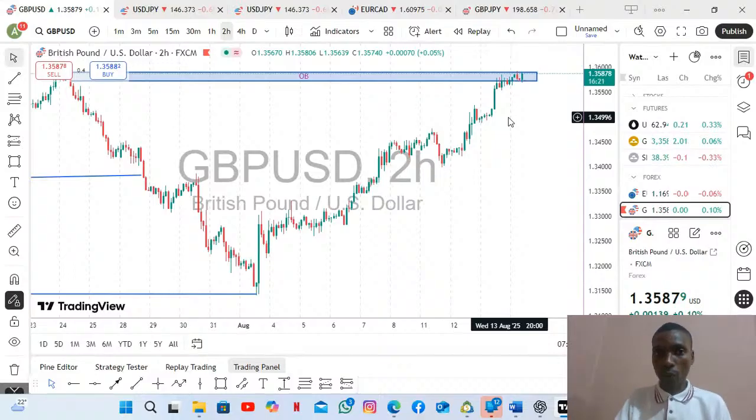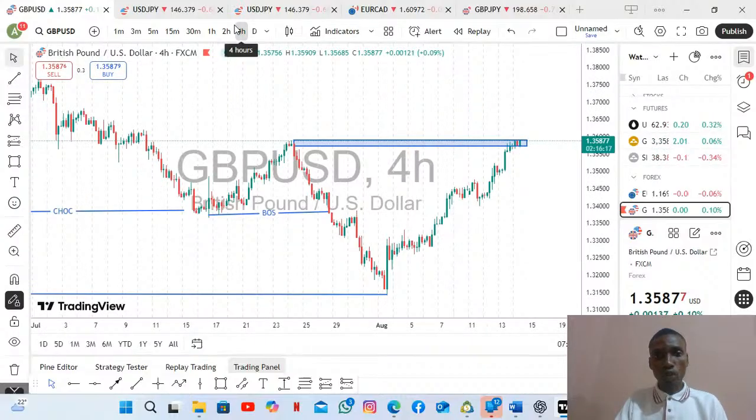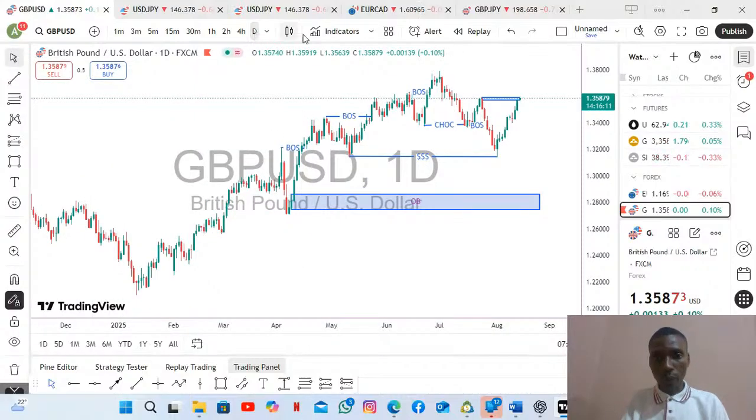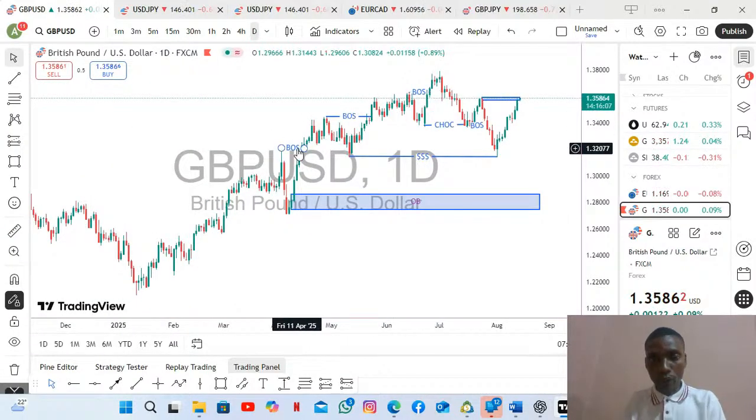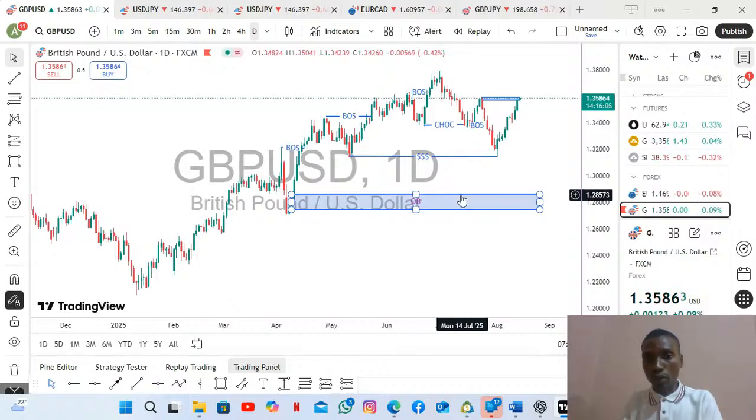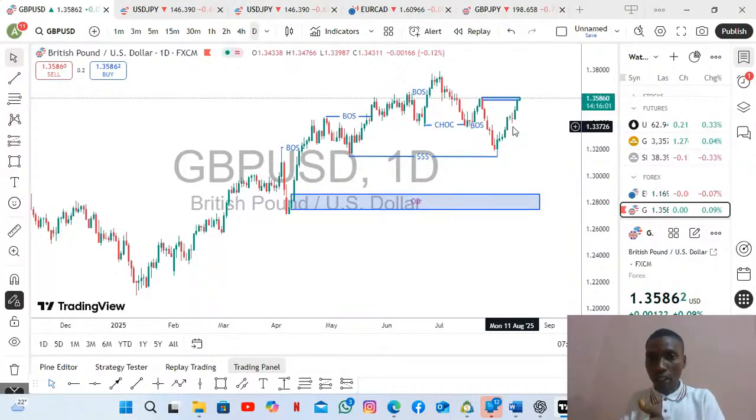Remember, from the 4-hour time frame, which we have here, if you look at the daily time frame, this is where we started from. It is in an uptrend, but price has to come to this particular order block and go up. This is the last break of structure. This is a change of character. Change of character means we expect price to drop down.